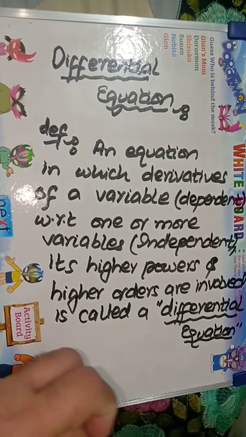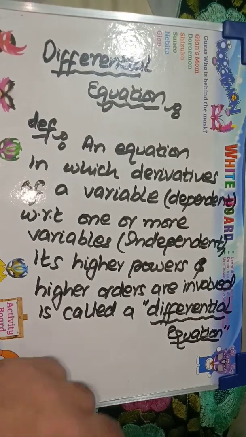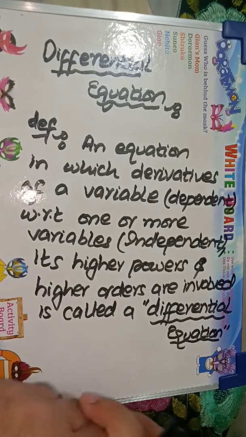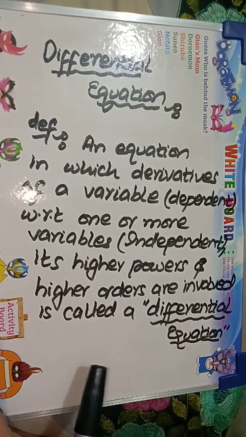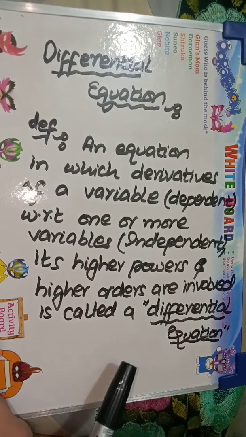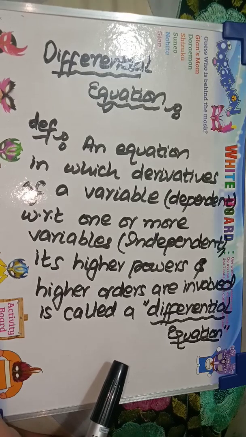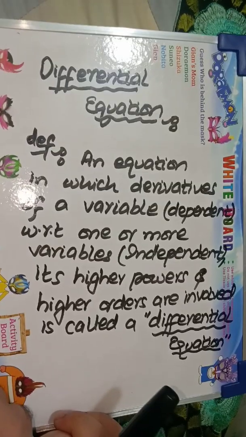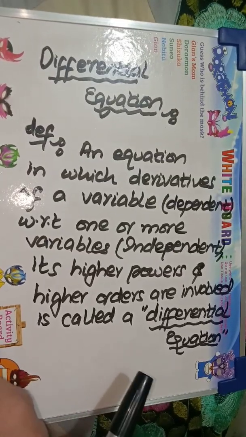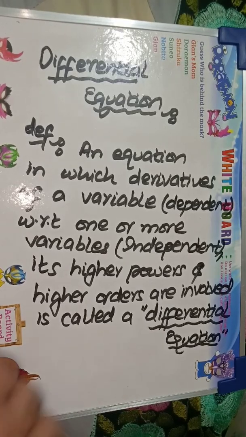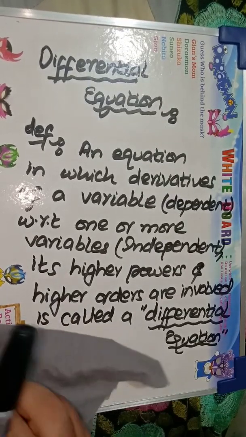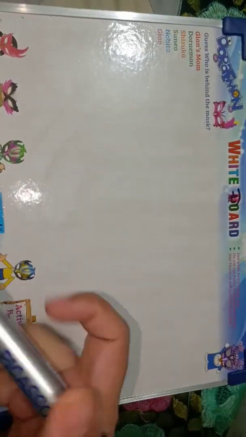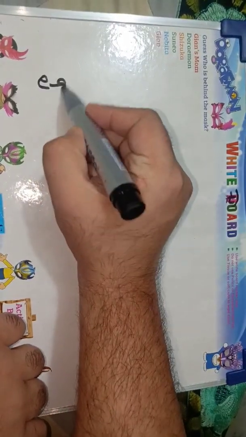So this is the basic definition, or you can say such a definition which can convey everything about a differential equation is in front of you. An equation in which derivatives of a variable which is dependent with respect to one or more independent variables and its higher powers and higher orders are involved is called the differential equation. So this is the definition. I want to explain these terminologies which I have used here. Okay, I am giving some examples in favor of my definition.